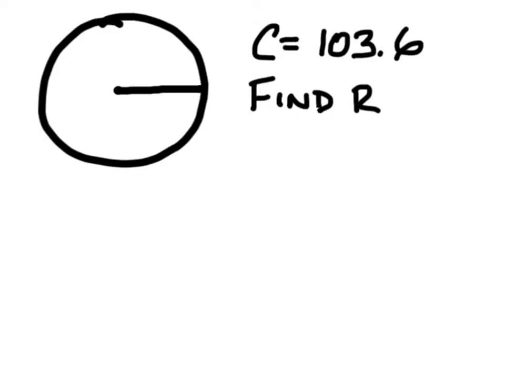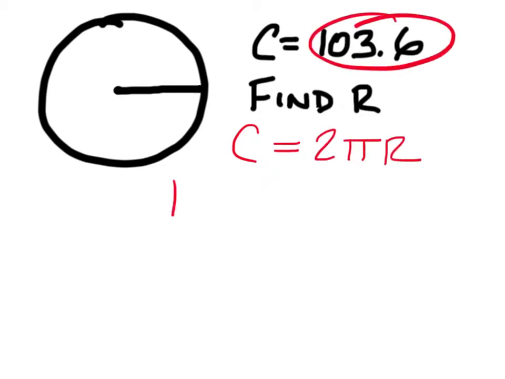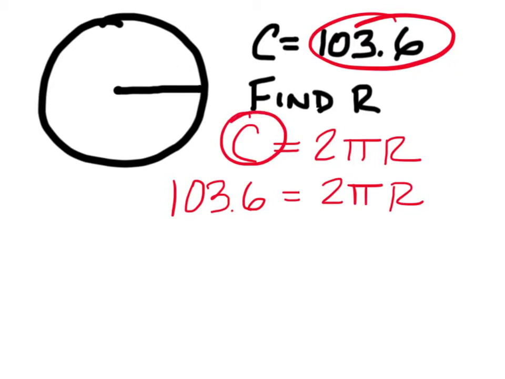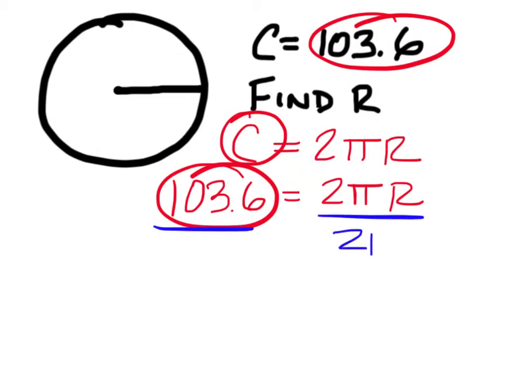Again, you're given the circumference, and we know that circumference is 2 pi r. So plug in the 103.6 for c. We've replaced this with this. To get r by itself, you have to divide both sides by 2 pi. And when you do that on the right, they cancel out. And you're left with r.